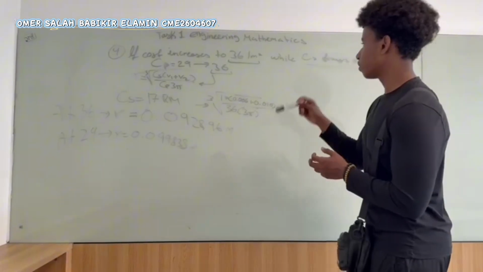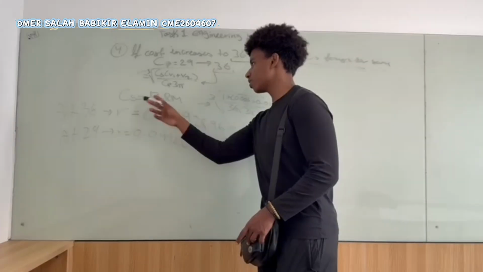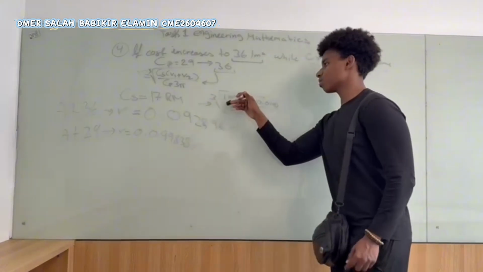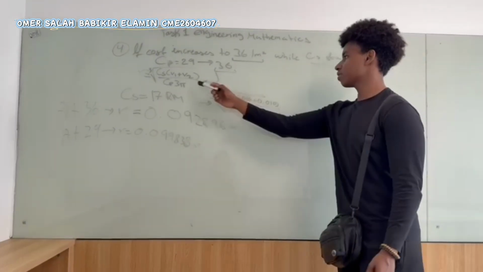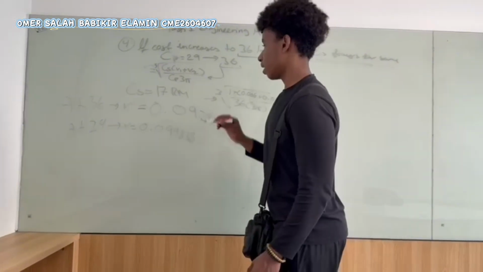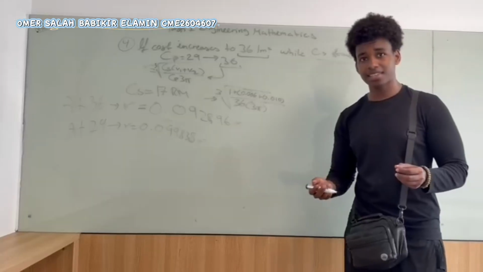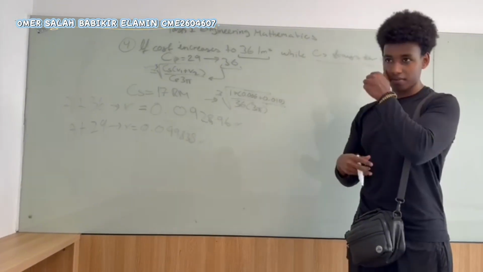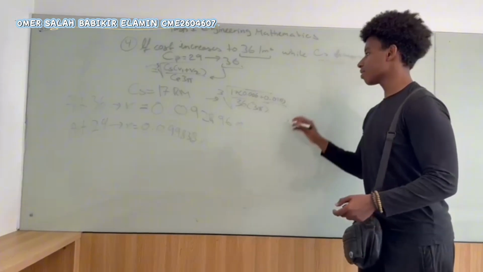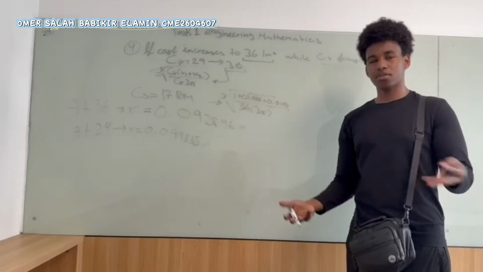If the cost increases to 36, we will have to substitute 36 into this equation, keep Cs the same. So we know Cs is 17 ringgit. Substitute only 17 and here 36 on Cp, and we get this value right here. And remember, at 29, this was our value. That means that the radius actually decreases to compensate for the volume staying the same when the price increases to 36. So therefore, the price will increase.